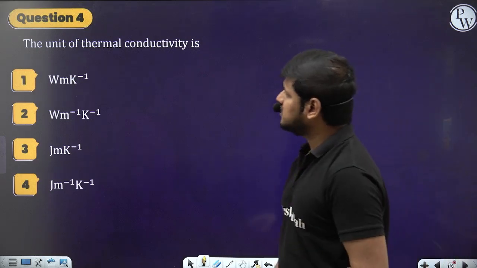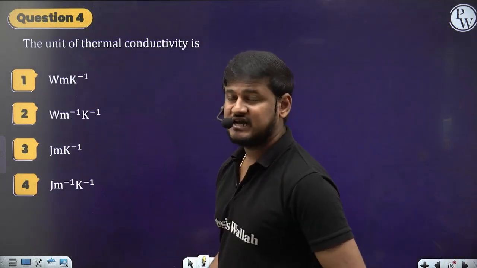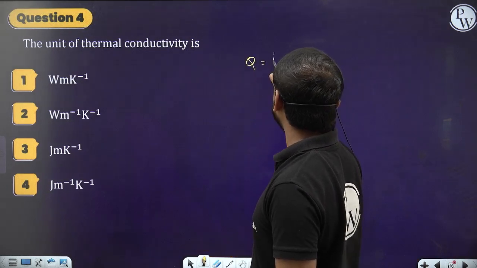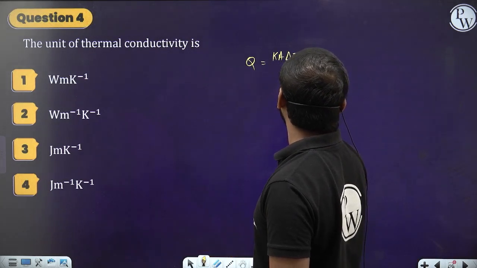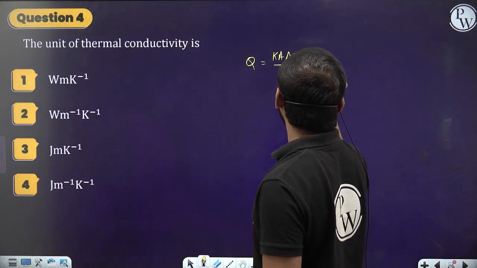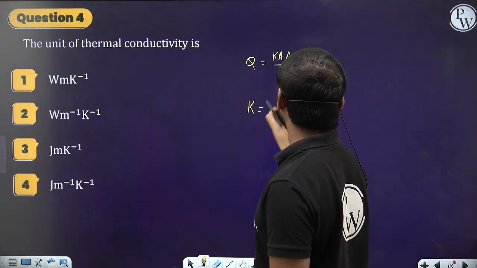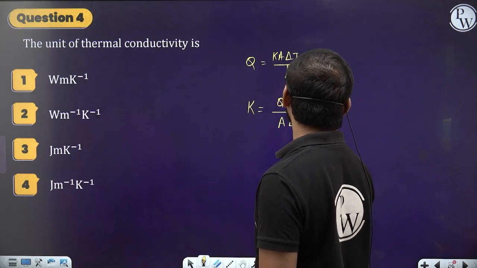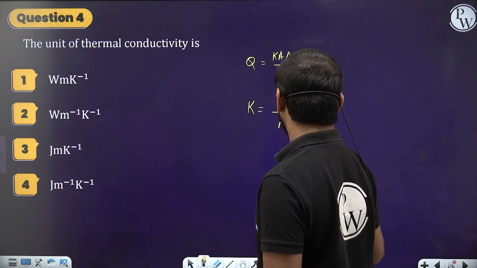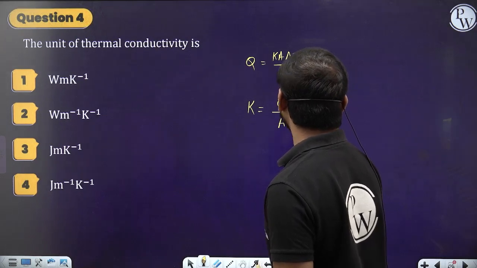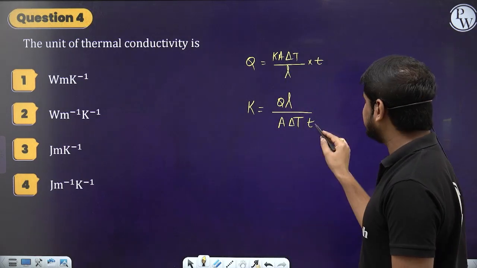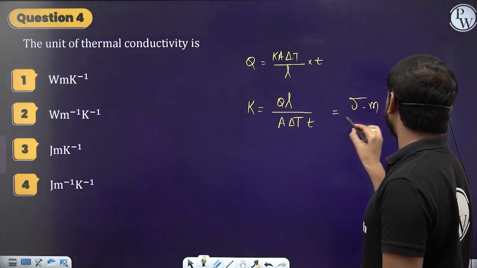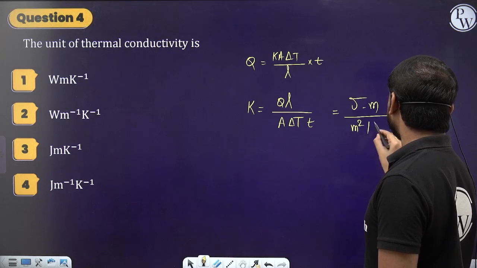So, direct question: the unit of thermal conductivity K. How can we write the K units? Q is equal to K A delta T by L into t. From here, K is equal to Q L by A delta T t, where delta T is the temperature change and small t is the time. So this is joule meter by meter square Kelvin second.